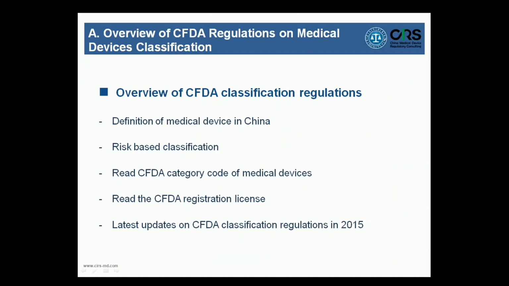Okay. Following, we will have an overview of the CFDA regulations on med device classification. The introduction will be followed by 5 subsections. 1 is the definition of medical device in China. 2nd is the risk-based classification, the 3rd is to read the CFDA category code of medical device, the 4th is to read the CFDA registration license. The last is the latest updates on CFDA classification regulations in 2015.